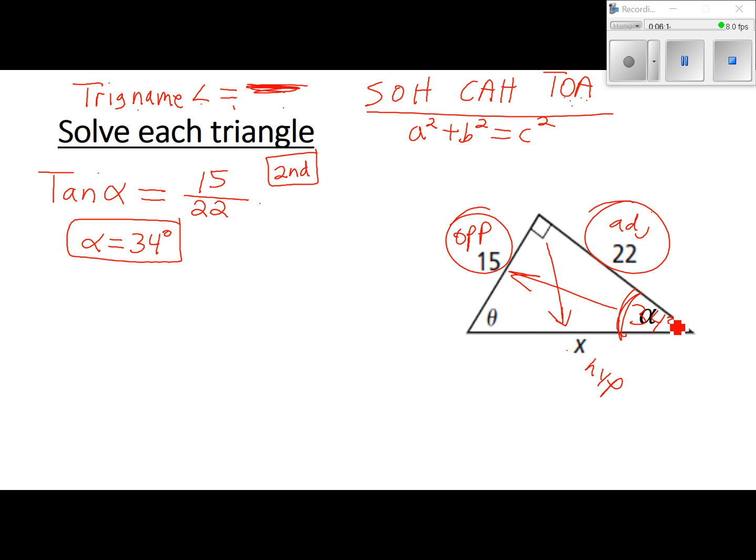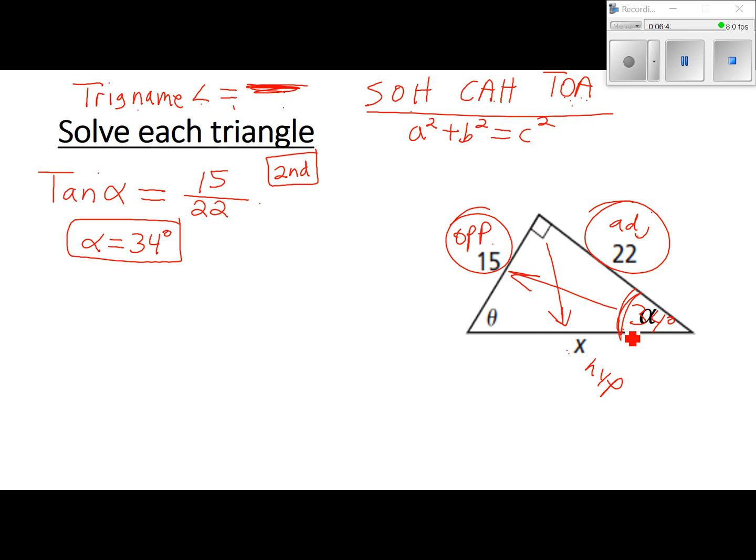Then the next thing I'm going to do is find x. Since you know the opposite and the adjacent, you could use just about any of the, or you could use 2 of the 3 trig ratios to be able to find x here. It doesn't matter. So I'm going to stick with this angle, the 34 degree angle that we just found.